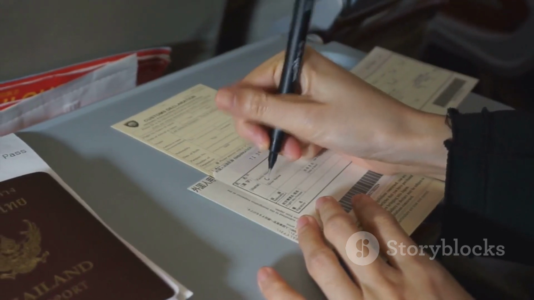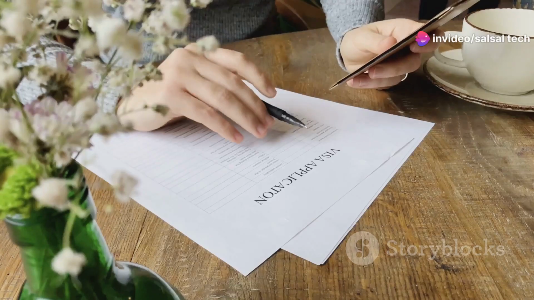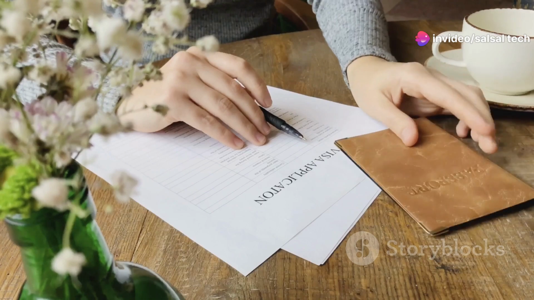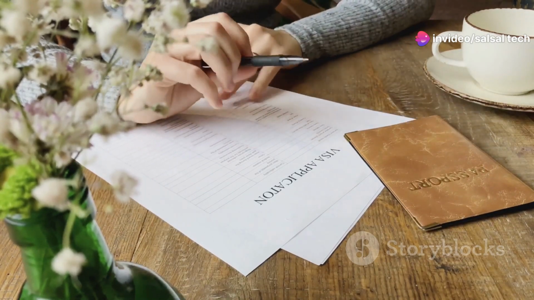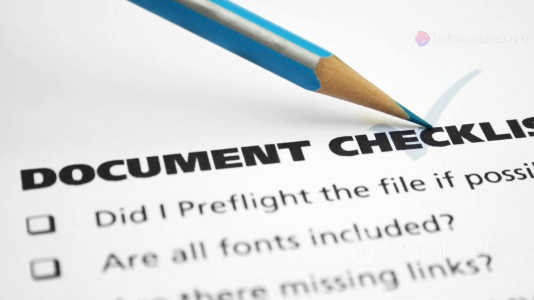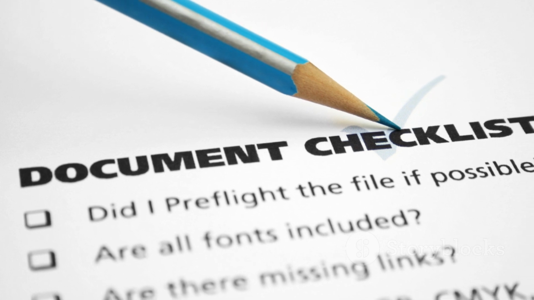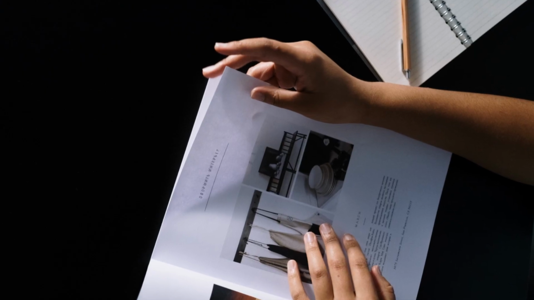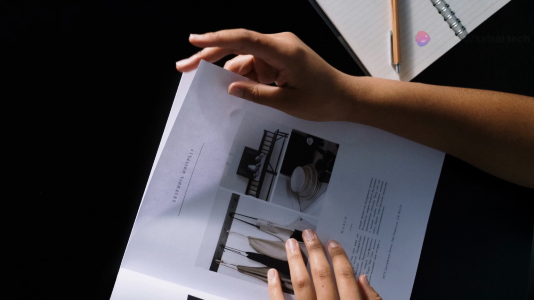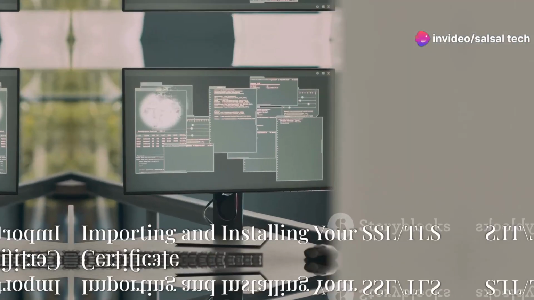Step 4. Complete the CSR information. Fill out the required fields in the CSR form. This typically includes details like your organization's name, domain name, geographic location, and email address. Ensure accuracy, as errors here can lead to certificate issuance delays or rejections.